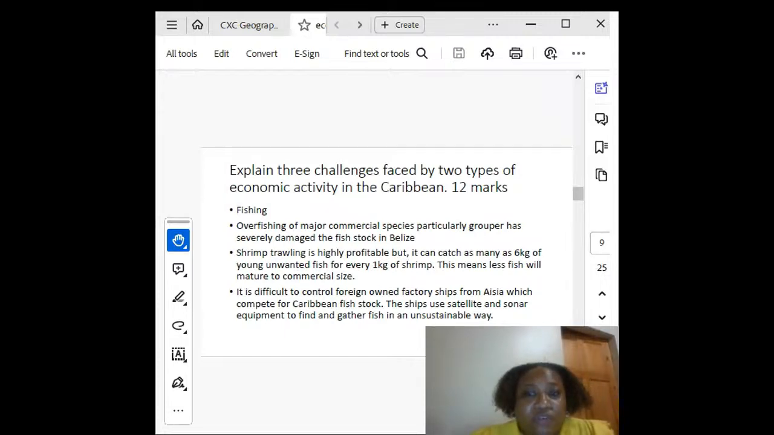They talk about overfishing is a problem, right? Grouper, some of those fish species are becoming extinct. They talk about the shrimp trawling, and it is difficult to control foreign-owned ships from Asia, which compete for Caribbean fish stock. So they are coming in the Caribbean and also fishing, right?